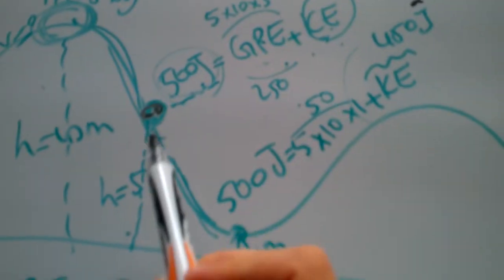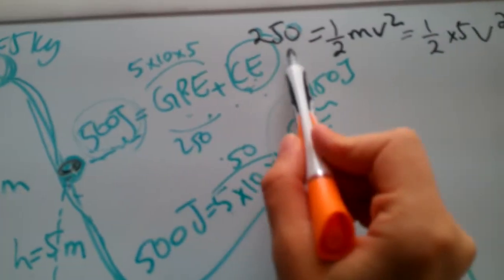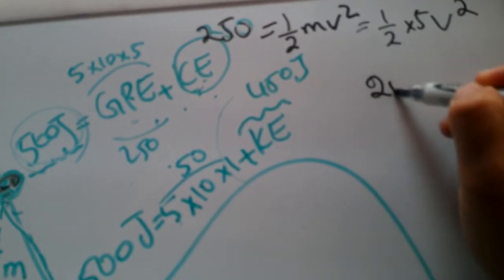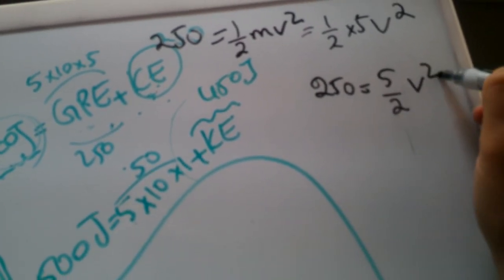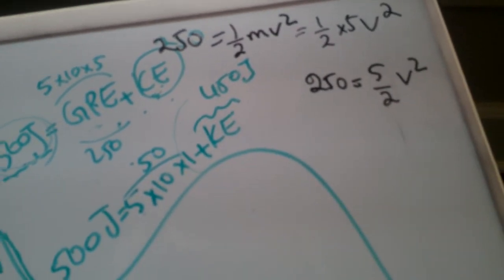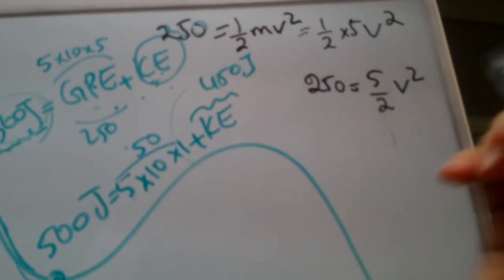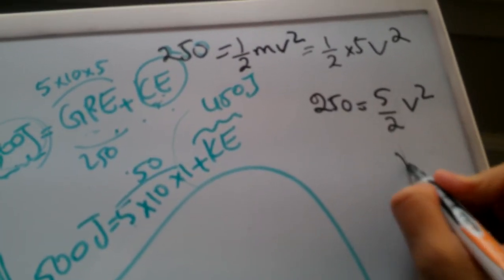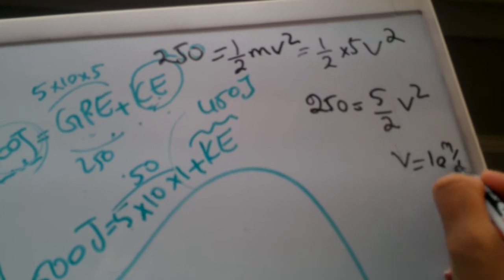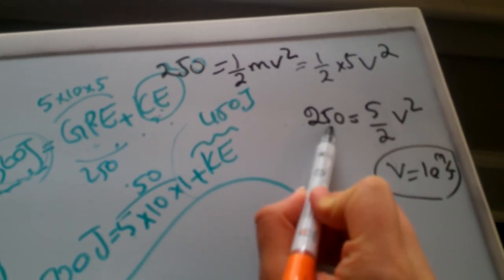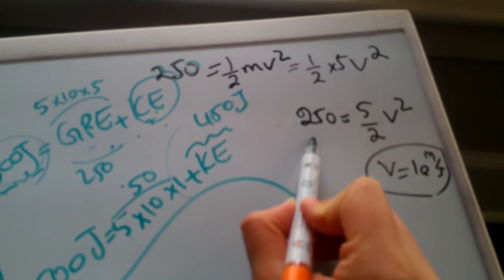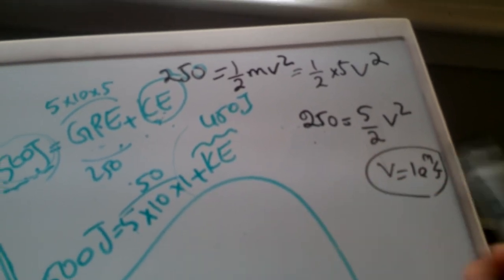So now at this point where my kinetic energy is 250, I have 5 over 2 v squared, and now I can very easily solve for my velocity. My velocity is actually 10 meters per second if you work it out. So you multiply by 2, that gives me 500, divided by 5 gives you 100, v squared is 100, so v is 10.